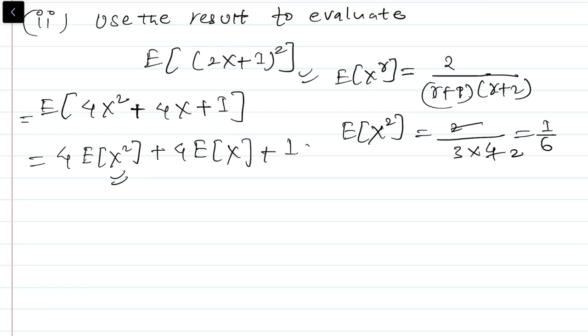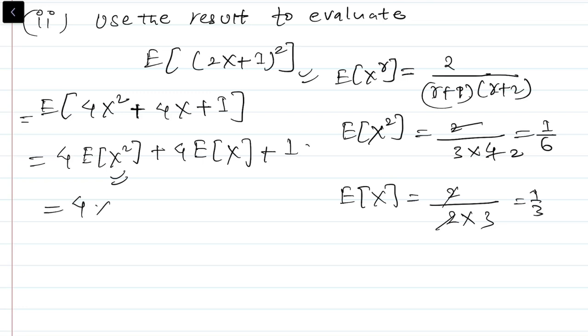Similarly, we can get the expectation of x by putting r equal to 1. So this is 2 divided by 2 times 3, which is 1 over 3. So 4 times E of x squared is 4 times 1 over 6, plus 4 times E of x is 4 times 1 over 3, plus 1. Now I leave this calculation to you. I hope you can get the correct answer. Now let's move on to the variance.